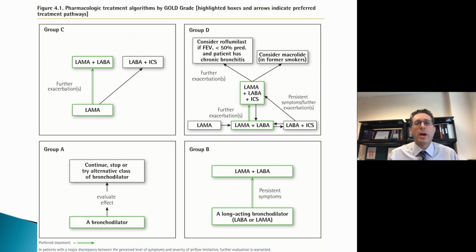This shows the treatment recommendations in GOLD guidelines based on the ABCD groupings, and you'll have this in your course material to review.